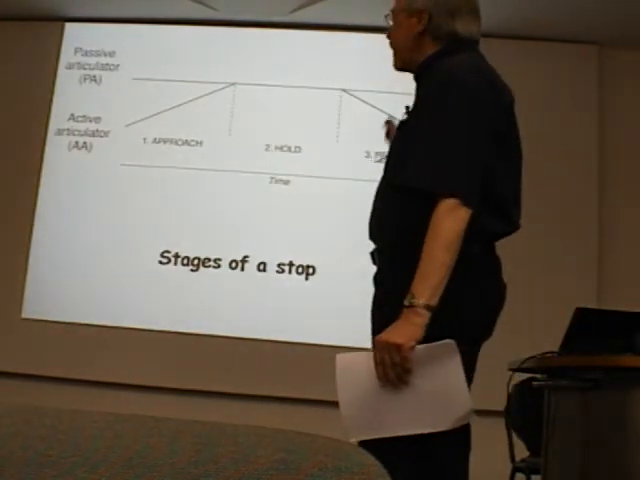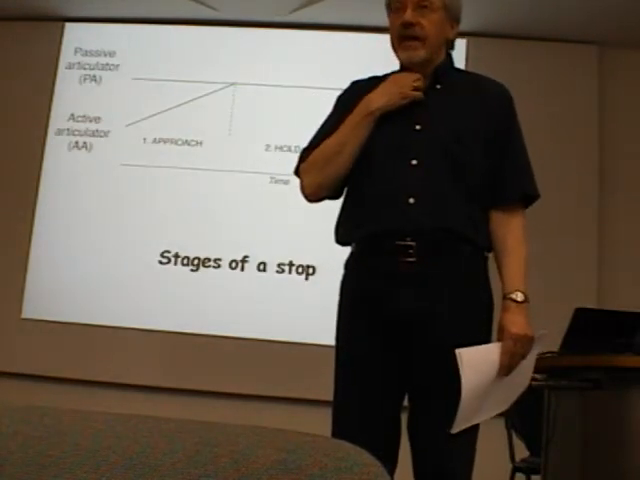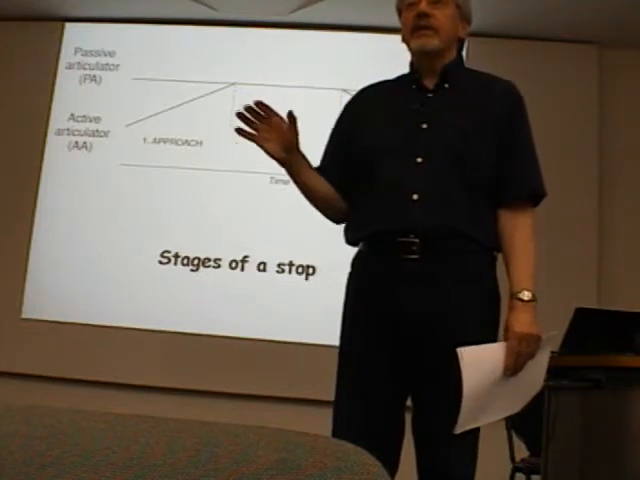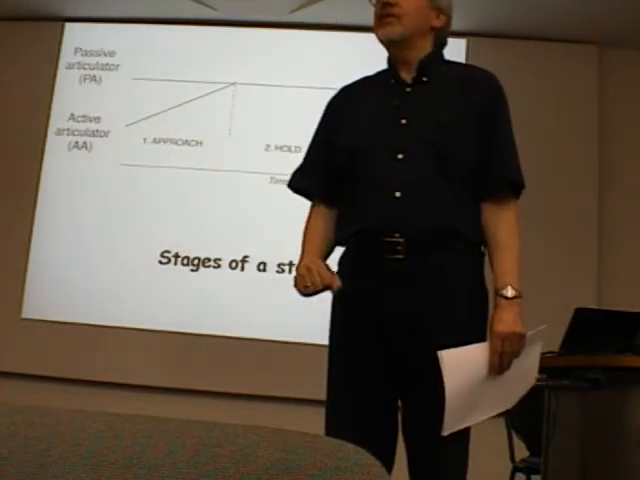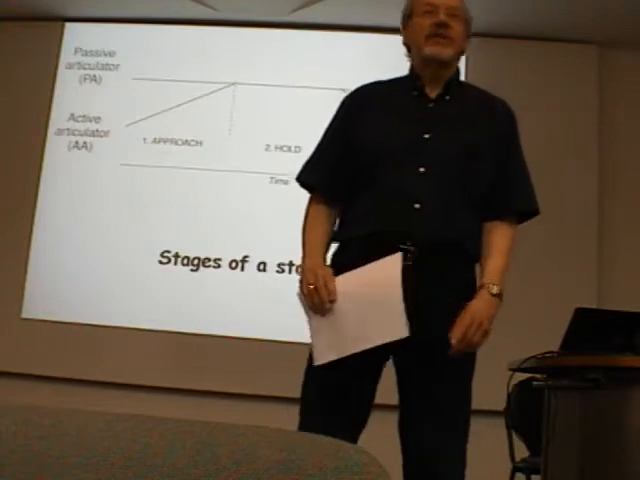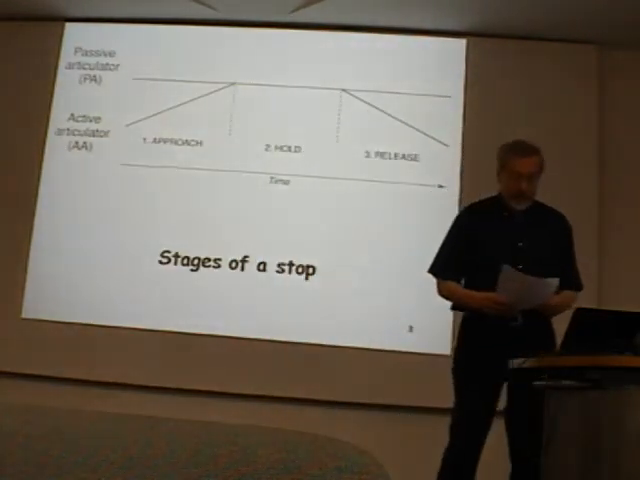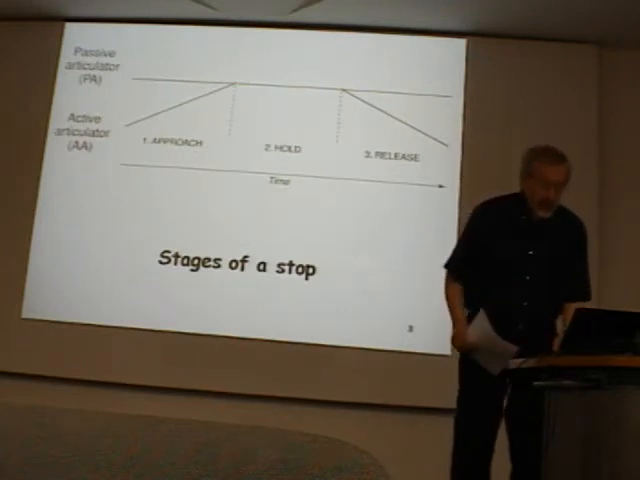And then we have the release stage, the lips part, and the air which has been stopped coming from the lungs is released. That's why we call them stop consonants. Pa, everybody? And you can hear that little explosion of sound as the sound is released. So those are the three stages of a stop consonant: the approach stage, the hold stage, and the release stage.